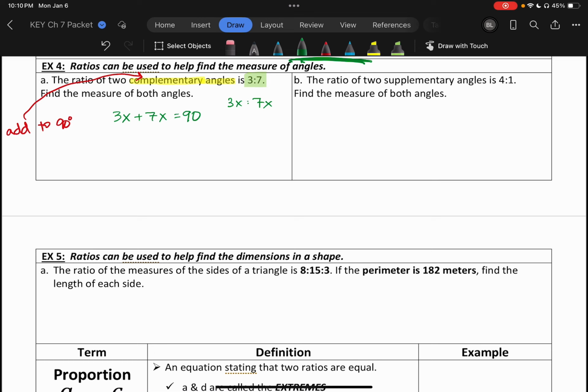If we start to solve for x, we have 3x and 7x on the same side, so I can combine like terms. That gives us 10x is equal to 90. If I divide by 10, we see that x is equal to 9.